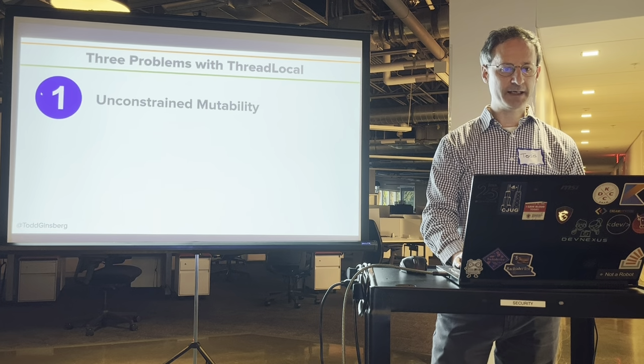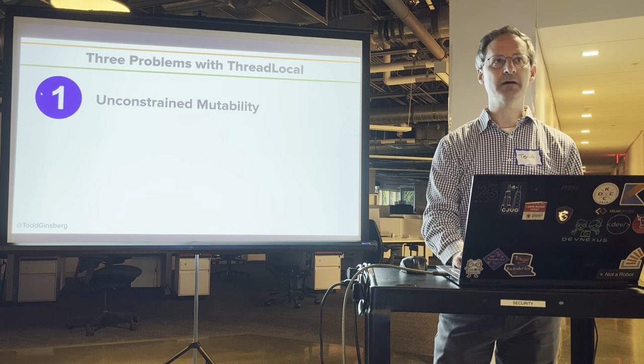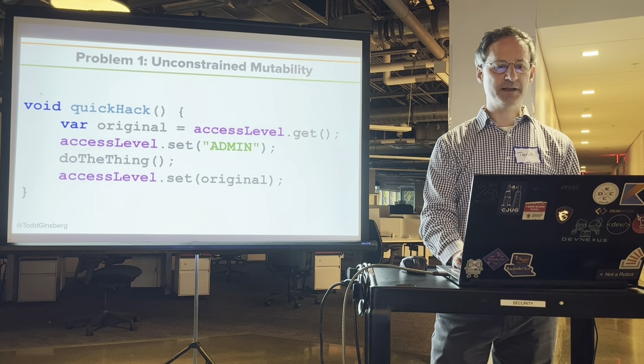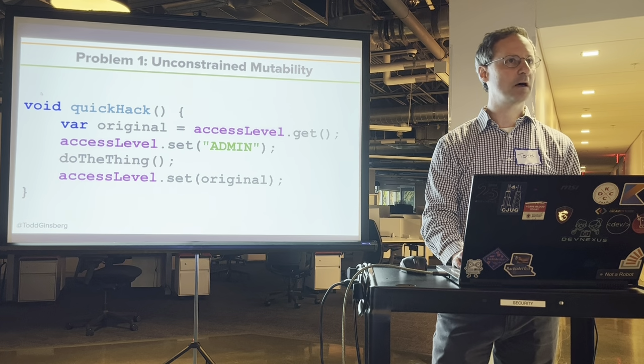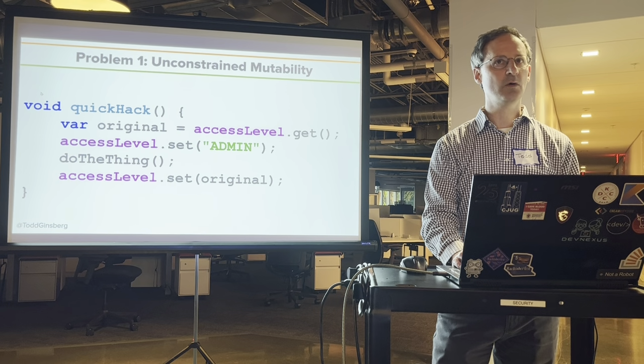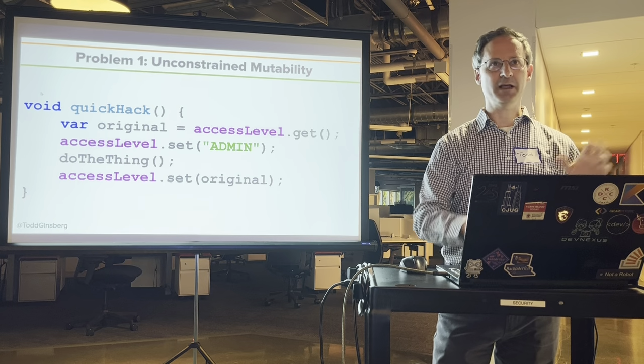Now the problem with that is I have unconstrained mutability of that. What does that mean? It means that the thread local has get and set on its interface. There's no separate interface for read only and write only.